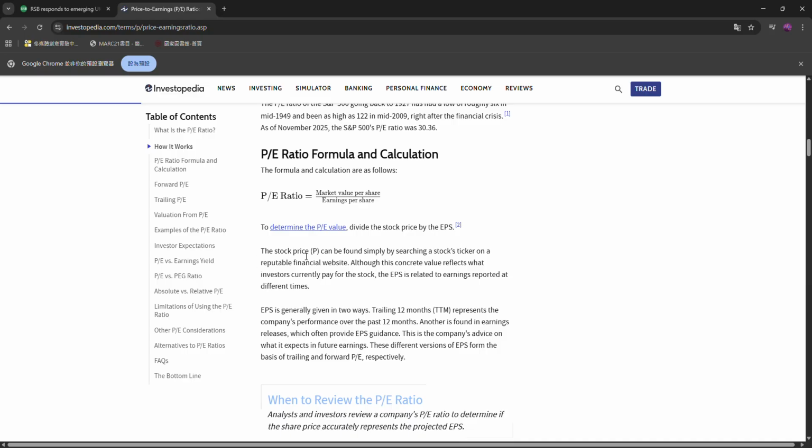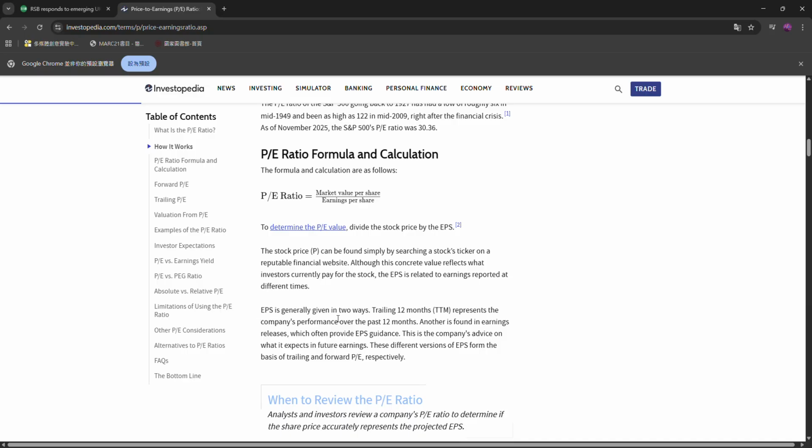The stock price can be found simply by searching a stock's ticker on a reputable financial website. Although this concrete value reflects what investors currently pay for the stock, the EPS is related to earnings reported at different times.